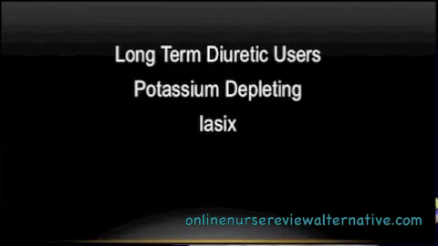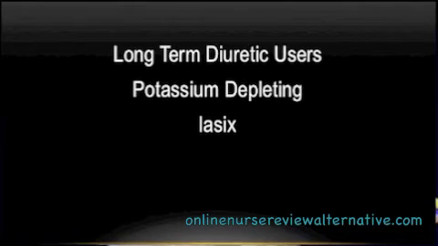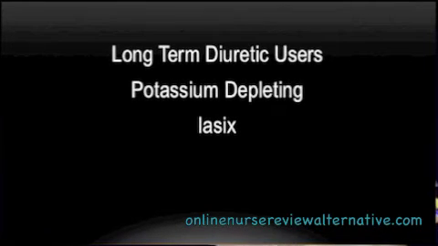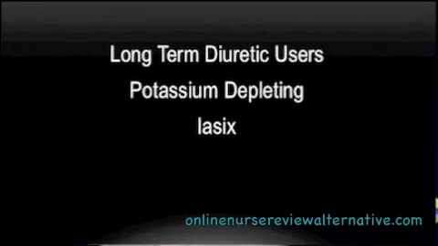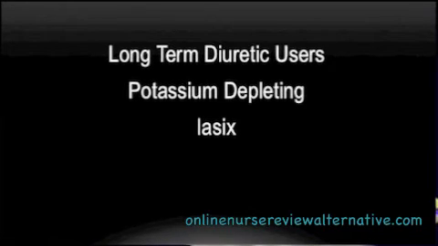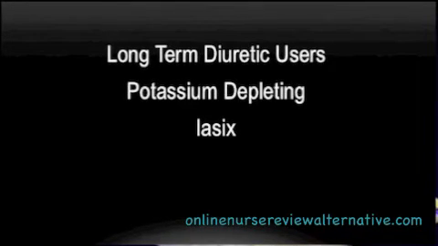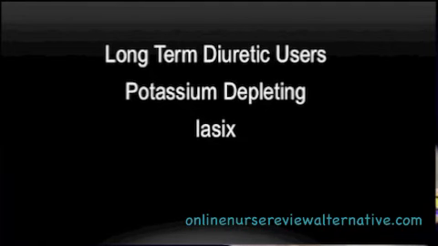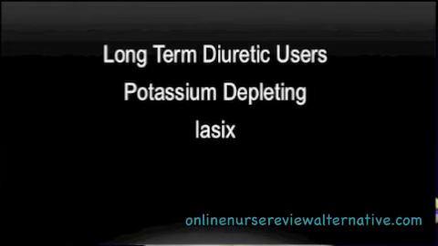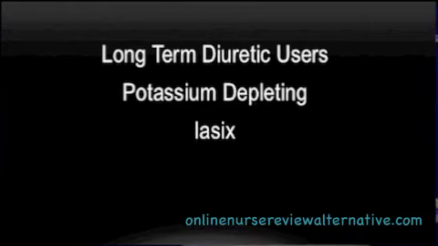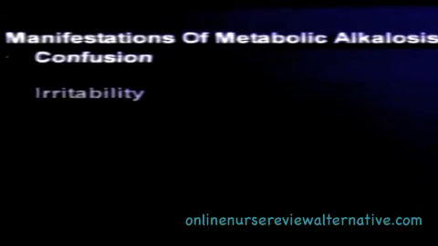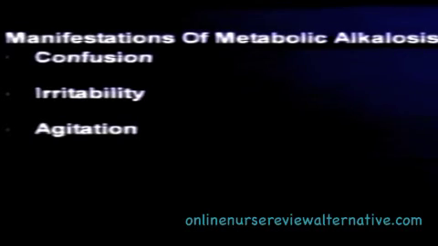The other patients that get into trouble with this type of disorder is a patient who is on long-term diuretic therapy, especially those that are potassium depleting, like Lasix, and we'll talk about that a little later. Now the manifestations, that is, those are the things that you're going to see. The initial are central nervous system symptoms. They are confusion, irritability, agitation, and eventually coma if no interventions occur before that.